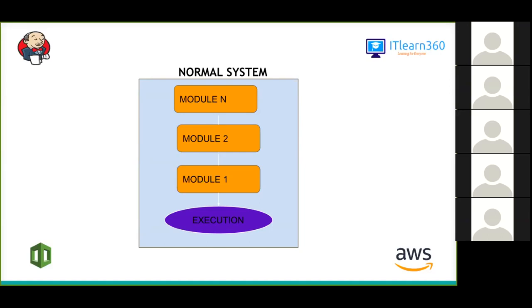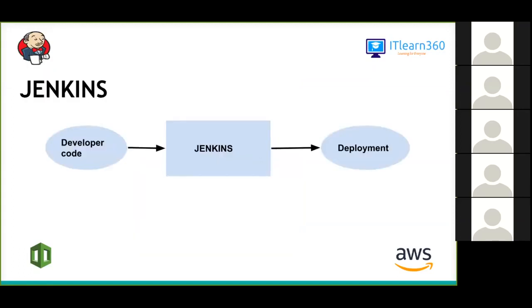Let's say my module, the homepage, is ready. That's module number 3. But I have to wait until module 1 and module 2 are executed. Once that execution is done, only then will my turn come. My module 3 will be executed, and only then will I get the status, whether it is successful or failed.